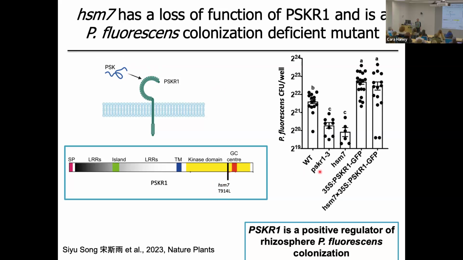We found that the PSKR1 mutant phenocopies HSM7, so it has reduced Pseudomonas growth. And then you can rescue the HSM7 by overexpressing PSKR1, and then the PSKR1 overexpression line itself has elevated Pseudomonas. And so it seems that PSKR1 is a negative regulator of immunity. So if you don't have it, you have too much immunity, and it is a positive regulator of fluorescence in the rhizosphere. So we found this through a very artificial system, Pseudomonas colonizing plants in petri dishes without any other microbes there.